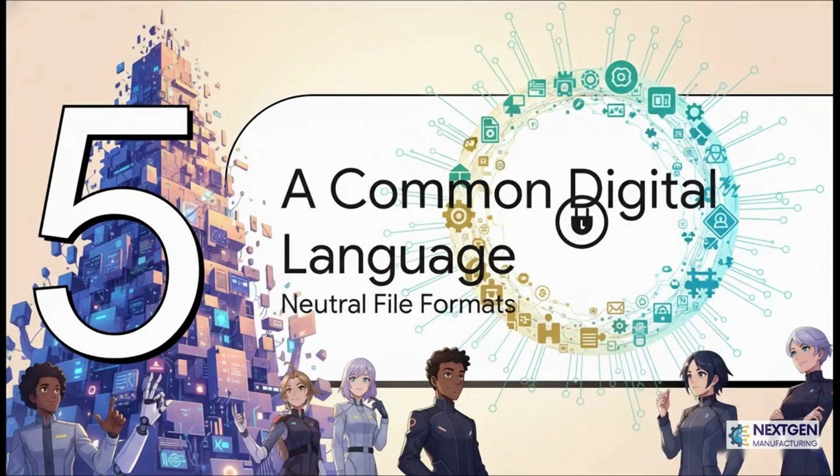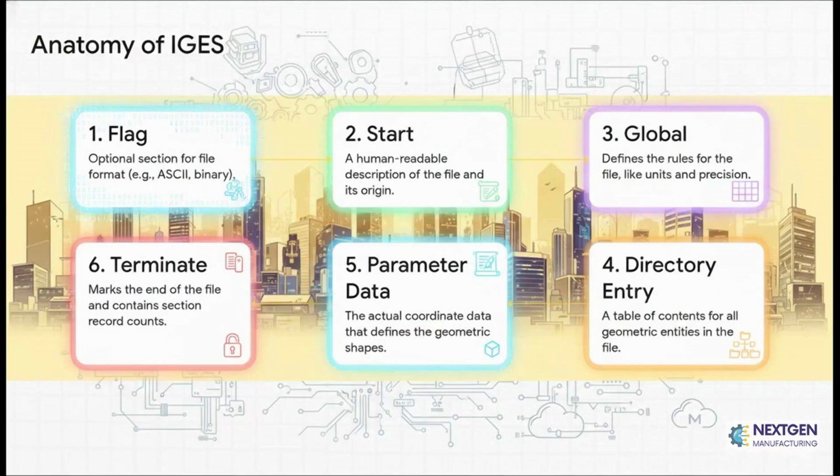So how do we solve this digital Tower of Babel? Well, the answer lies in those neutral file formats we just saw. We need a common language that any system can learn to speak. Let's peek under the hood of a classic neutral format called IGES. Think of it like a super organized blueprint. It has sections that set the basic rules, like what units we're using. It's got a directory, which is basically a table of contents for all the geometry. And then you get the real meat, the parameter data, which contains the exact coordinates for every single line, arc, and curve. It's a completely self-contained digital recipe for the part.